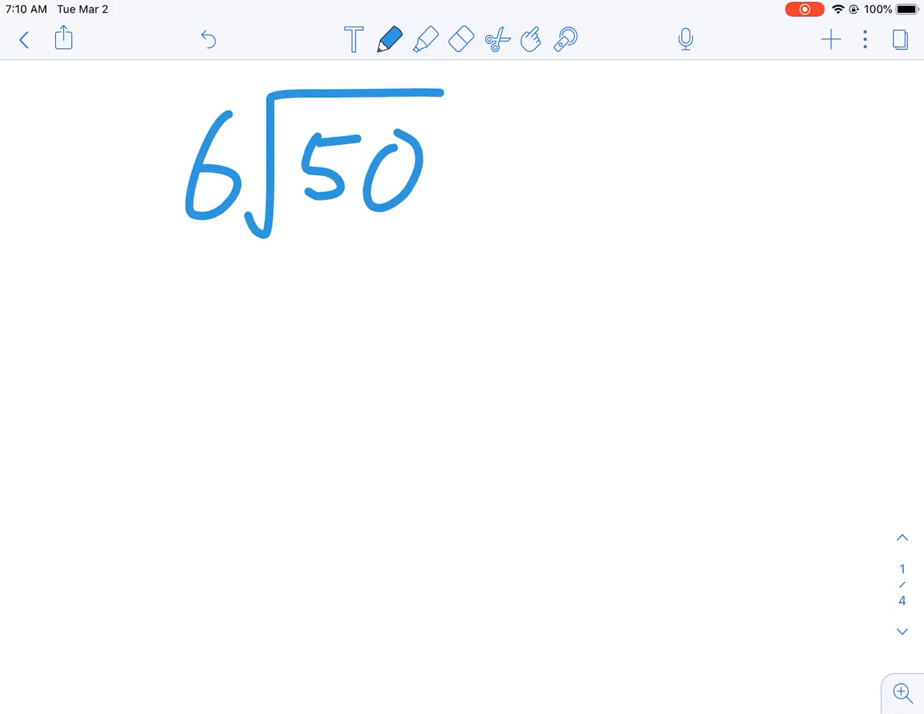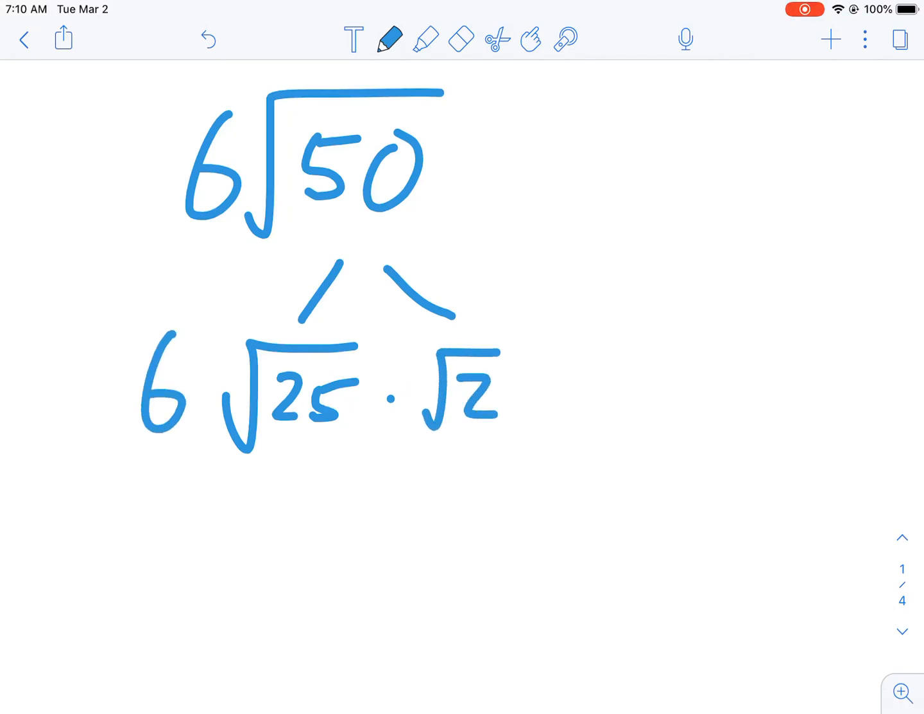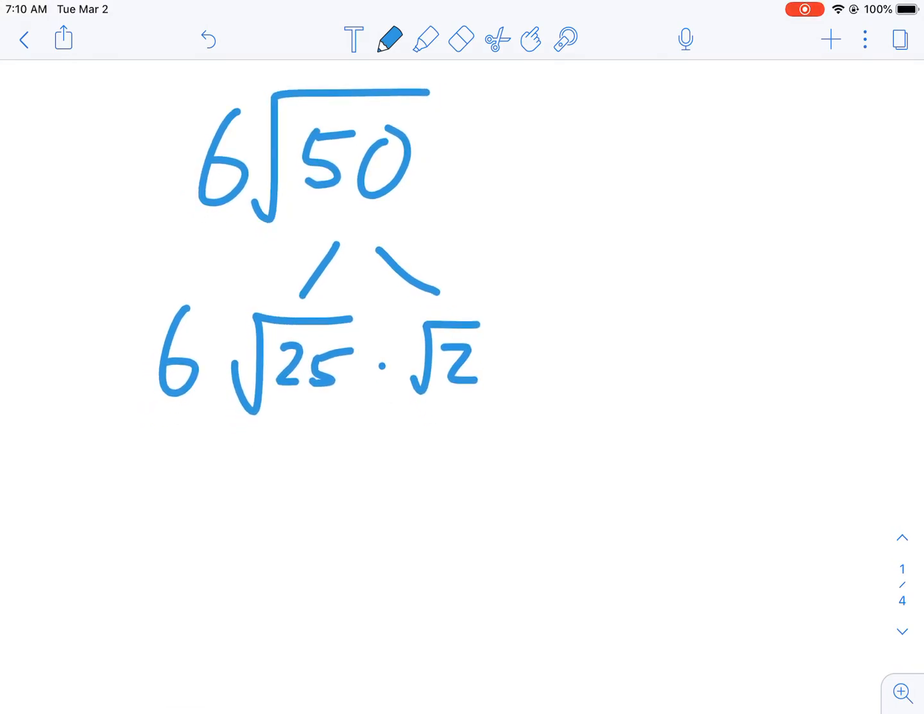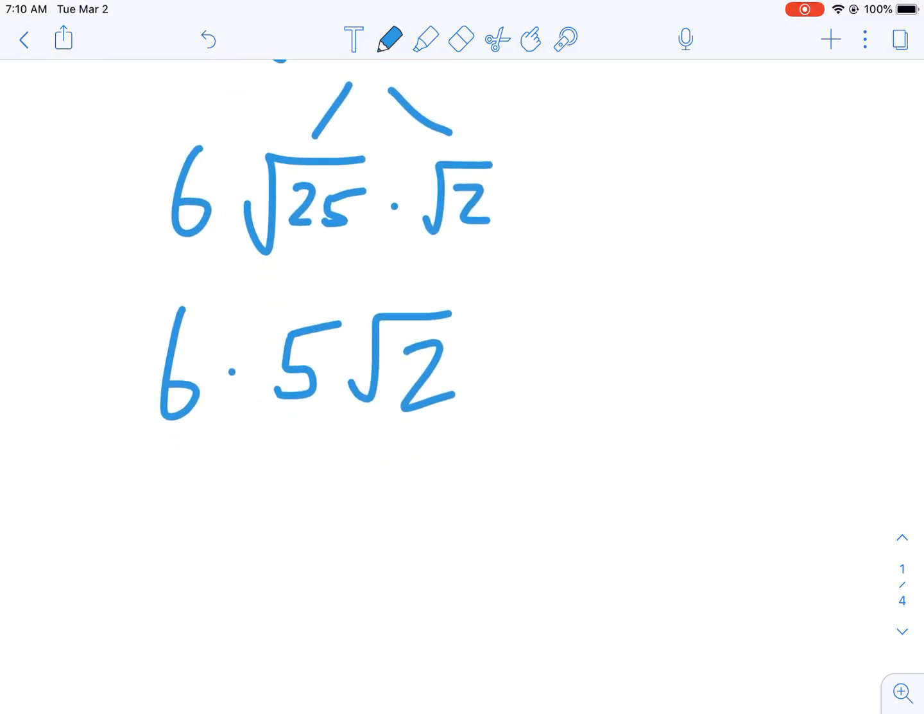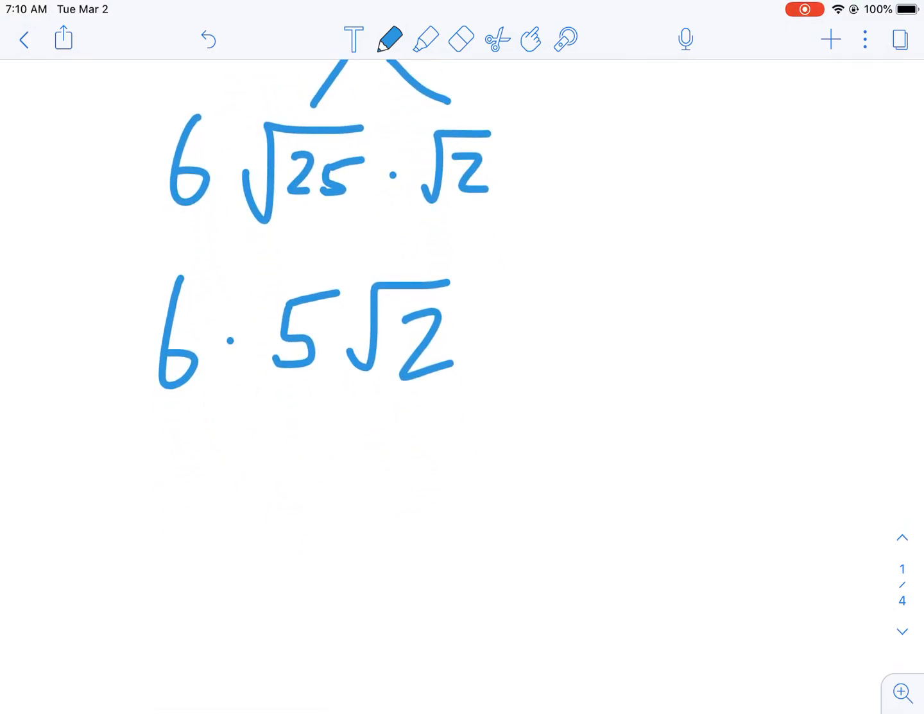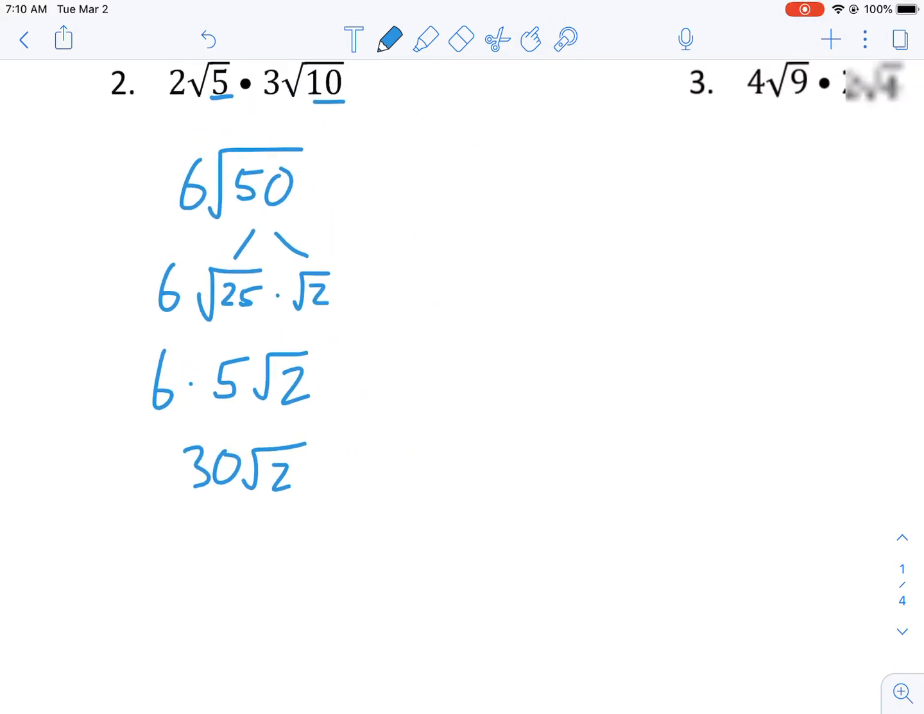Now 50 can be simplified, okay? 50 can be simplified into 25 times 2. And 25 is a perfect square. So if you have a number out in front and you're simplifying, you just leave that number out in front. And then when you take the square root, then you have now 2 numbers out in front. So you can multiply those together. 6 times 5 is 30. So this becomes 30 radical 2.